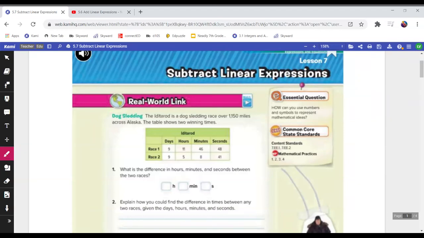Chapter 5, Lesson 7, Subtract Linear Expressions. Real world link: dog sledding. The Iditarod is a dog sledding race over 1,150 miles across Alaska. The table shows two winning times.